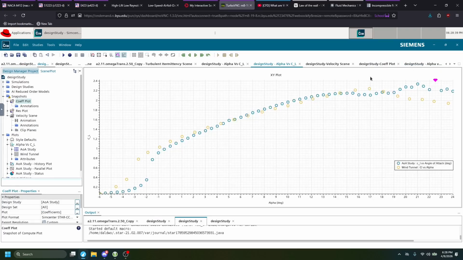So I thought maybe our assumption that it's a steady flow is incorrect. So I moved to an unsteady solver, and we can see that it's a different issue, but now we're under predicting the coefficient of lift at low angles of attack, and then over predicting at higher angles of attack, and we're not really properly modeling things.